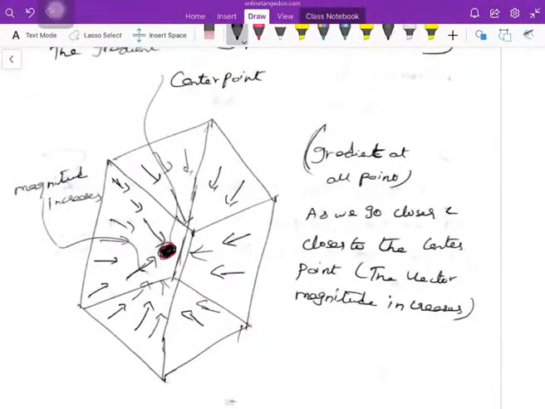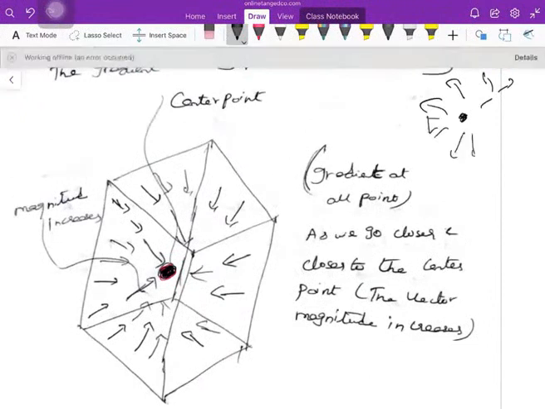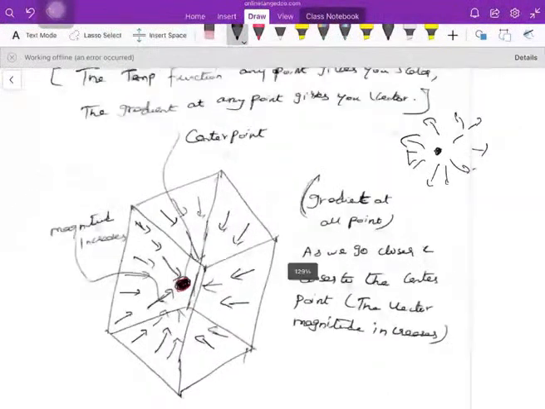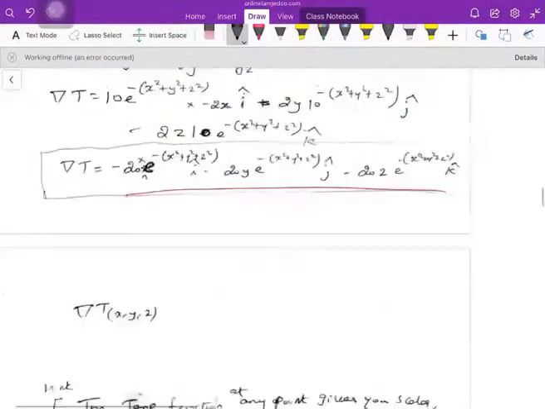From here only the temperature is going out, which means you will get the vector something like that, the outward normal. But here all the vectors are going inside, so it's telling me the direction, it's telling me the maximum changes in the temperature. That is one property of gradient.